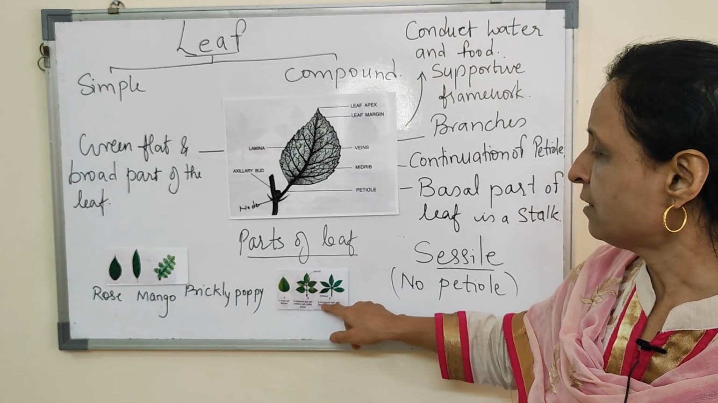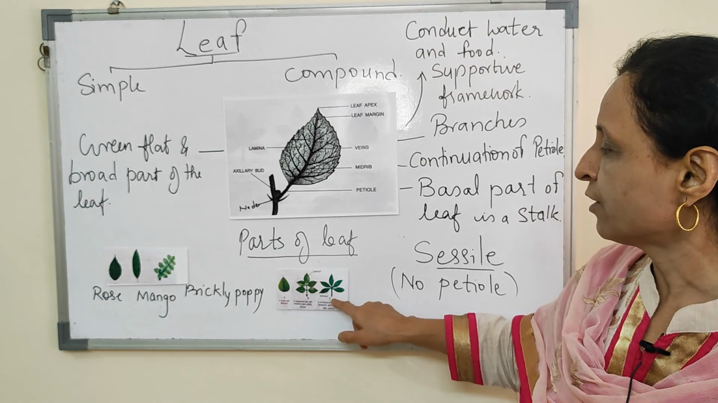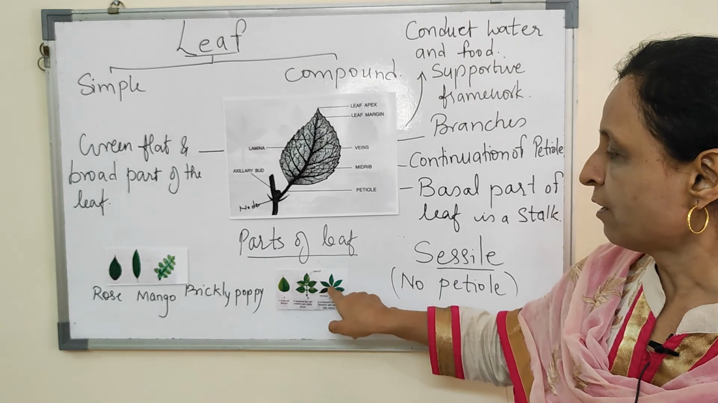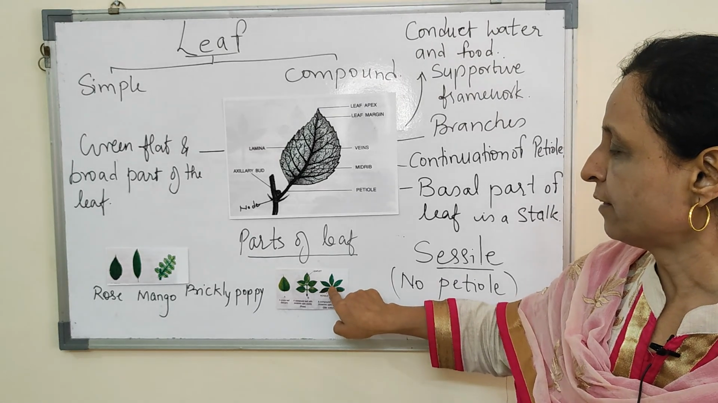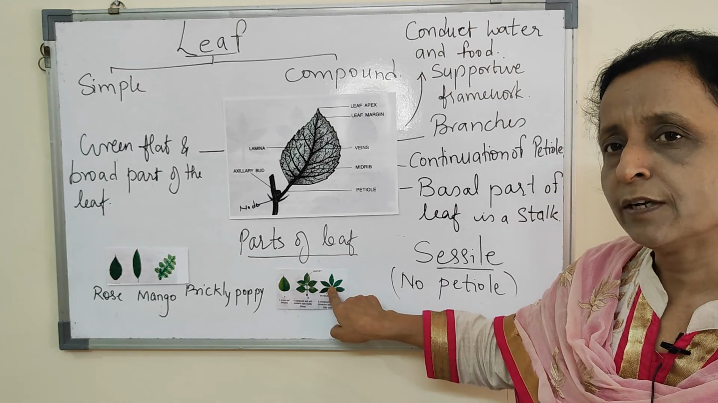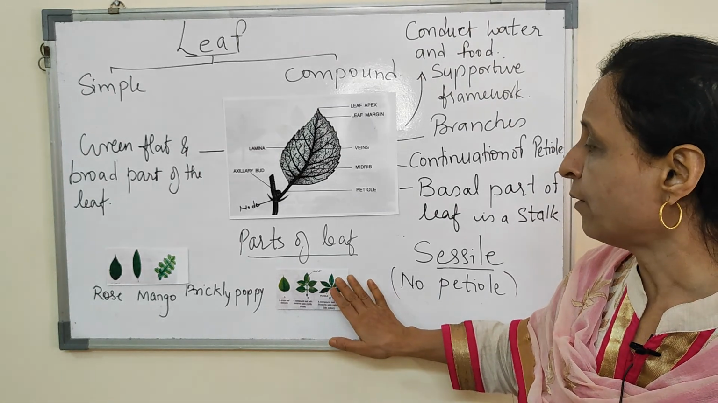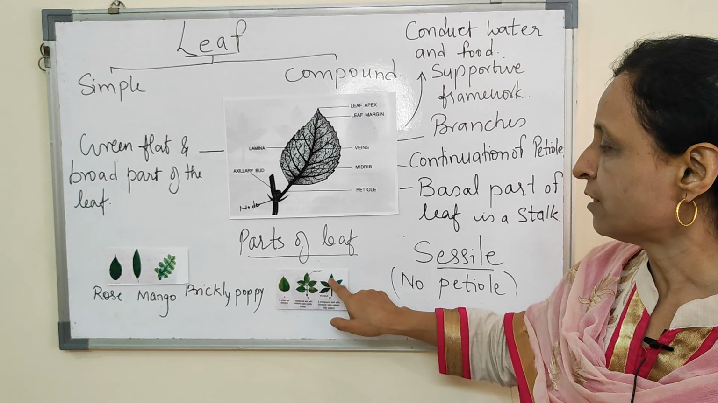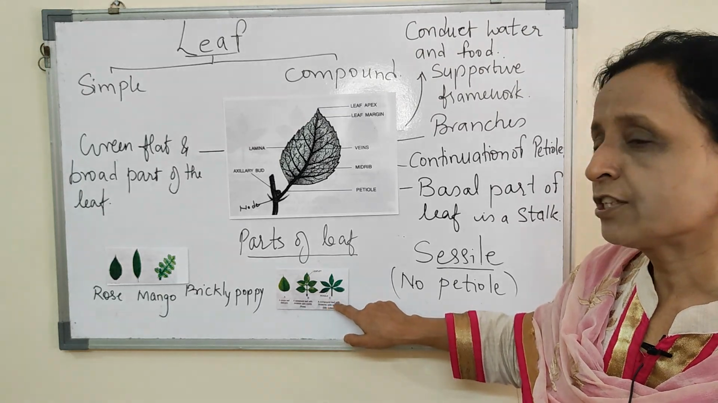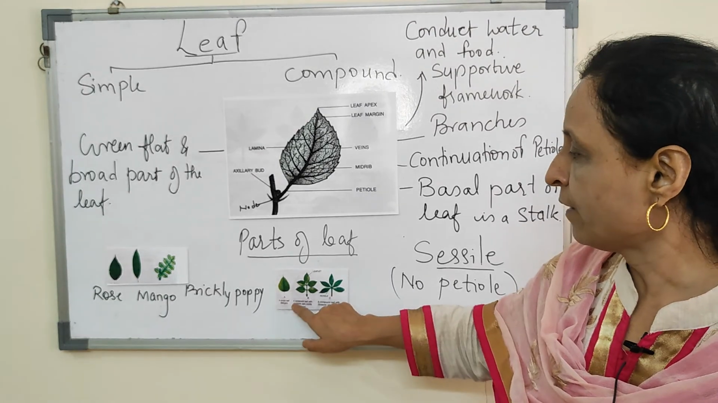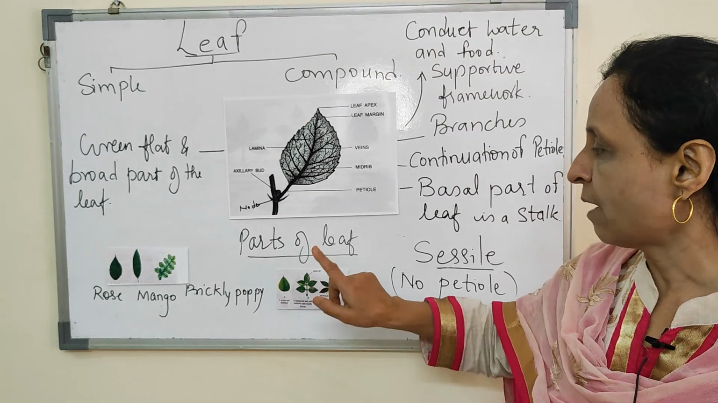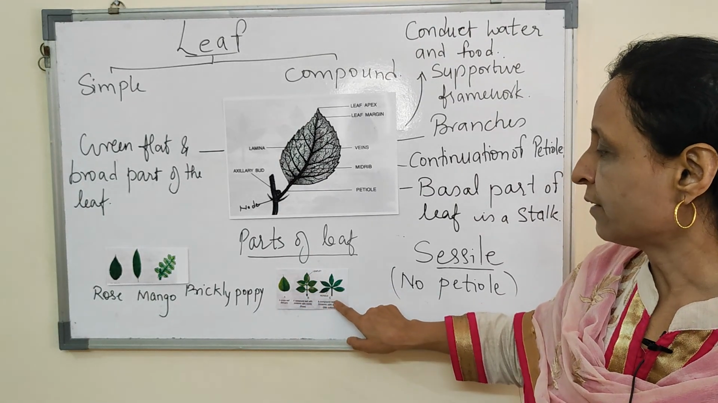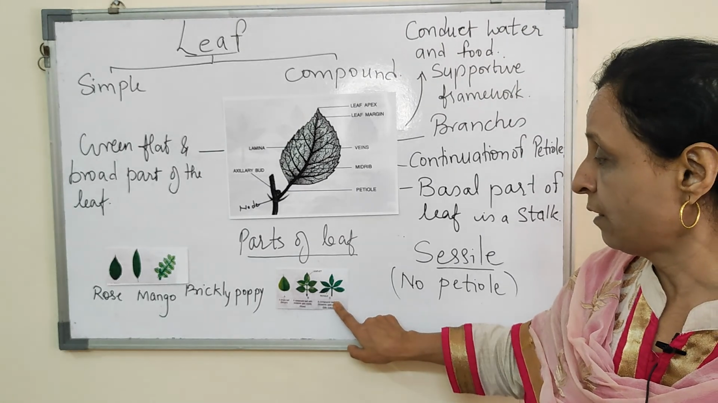Now you can see this compound leaf with incision up to petiole. It does not reach the midrib. Here it reaches the petiole and it has stopped. So it is a compound leaf, but the incision is up till the petiole. Here the incision is up to the midrib. The example is rose, and here the example is silk cotton.